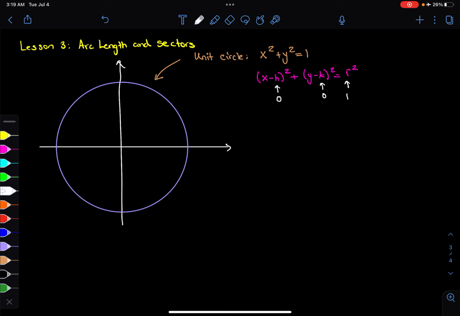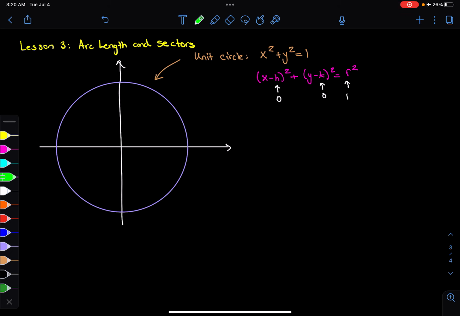And so specifically what we're talking about for this section is arc length and sectors. So we're going to tackle arc length first. And so arc length is exactly what it sounds like. What we're talking about is the ability to measure curved parts of a circle, right? The length of the curved part of a circle at any section between any two angles.